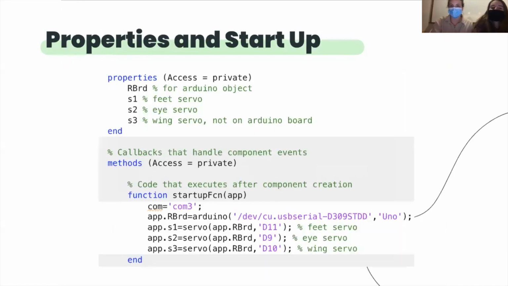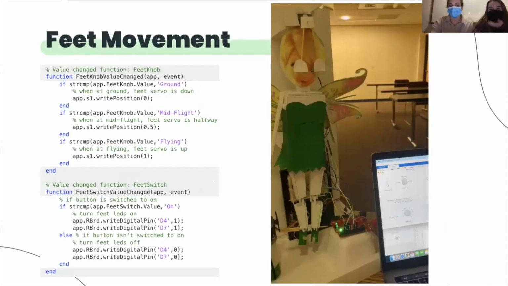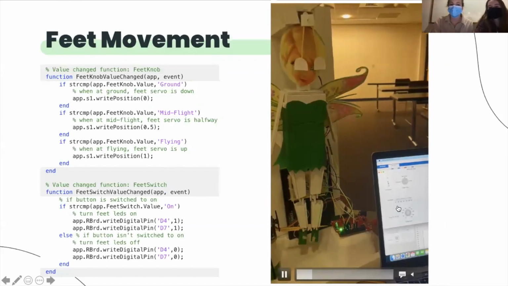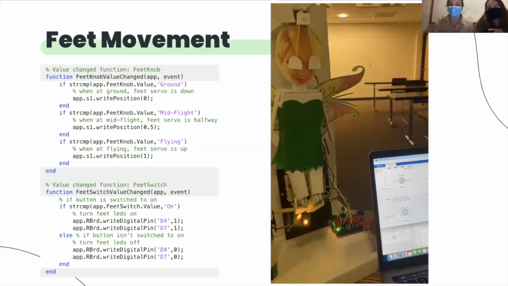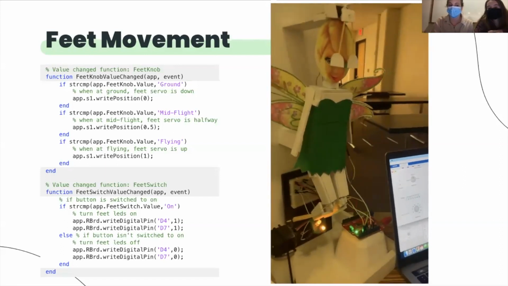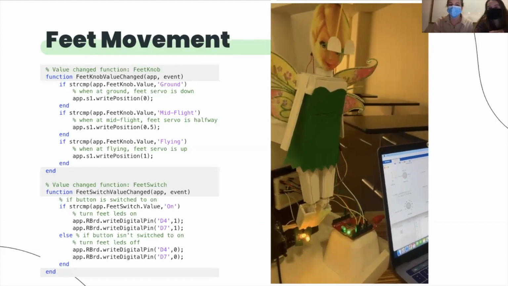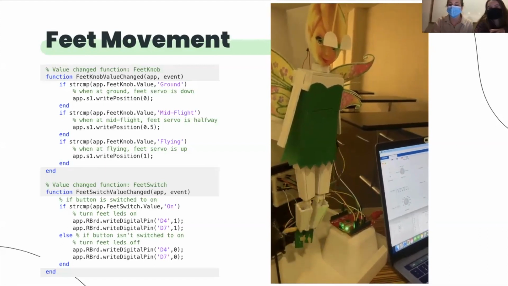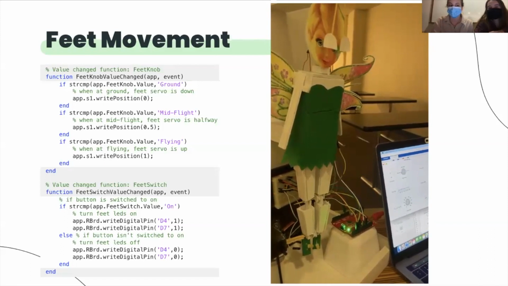This is our combined properties and startup functions for the integrated MATLAB app designer. For the first degree of motion for the feet, I used a toggle switch in the user interface and an if statement to control the LEDs being turned on if it's equal to 1 and off if it's equal to 0. For the second degree of motion, I used a servo to rotate the feet 180 degrees, bringing them up when she is flying and down when she is on the ground. This was coded using an if statement with servo values of a range of 0 to 1, and it is controlled by a knob with user options of selecting the ground, mid-flight, and flying.